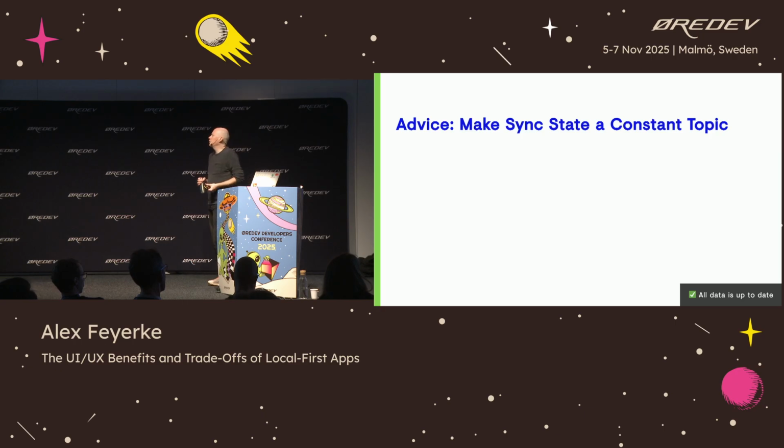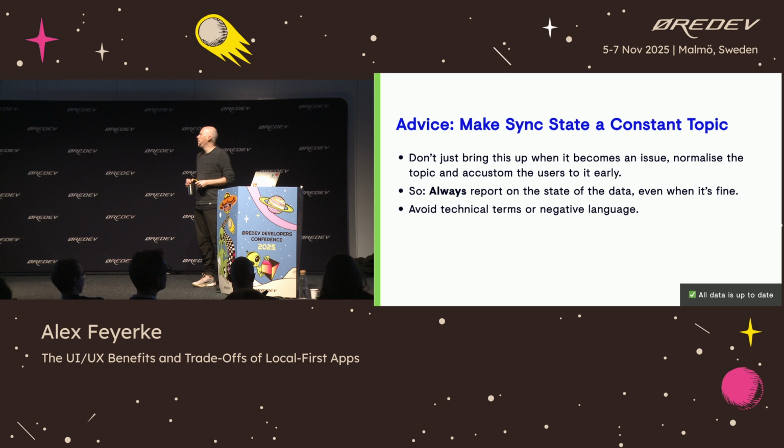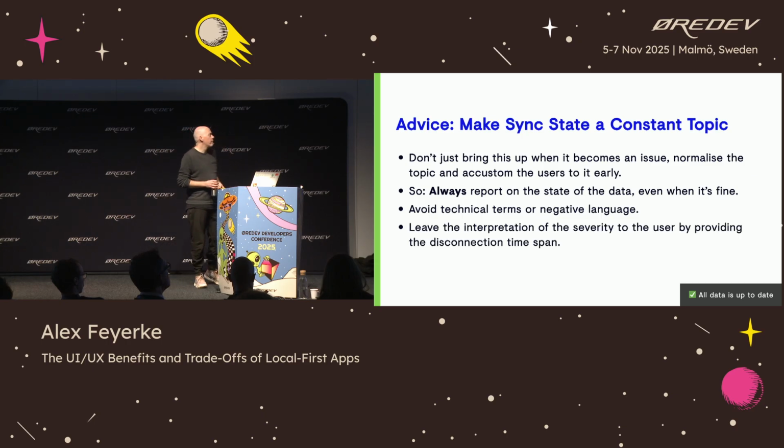To make it a bit easier, I would advise to make sync state a constant topic, but don't call it that, right? Don't bring it up when it becomes a problem. Normalize the topic and accustom people to it. Always have it around, even if everything is fine, like in the corner there. And yeah, just always leave it there. Avoid technical terms or negative language. Like, this is nobody's fault. Nobody made a mistake. Nothing's broken. It's just normal. That's how the internet works. And leave the interpretation of the severity to the user by providing the time span.